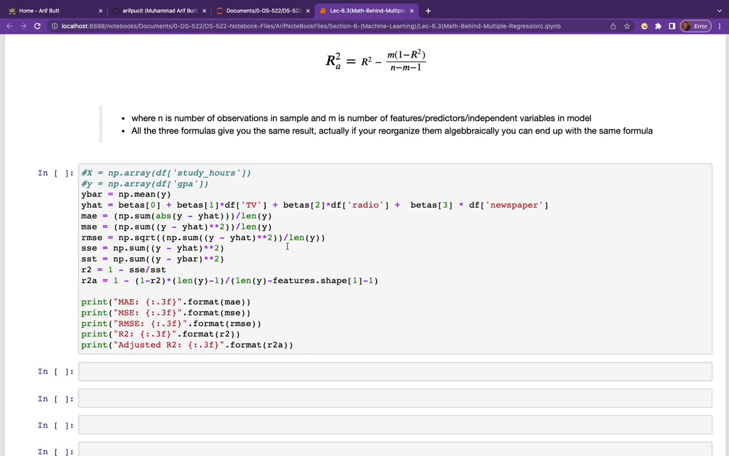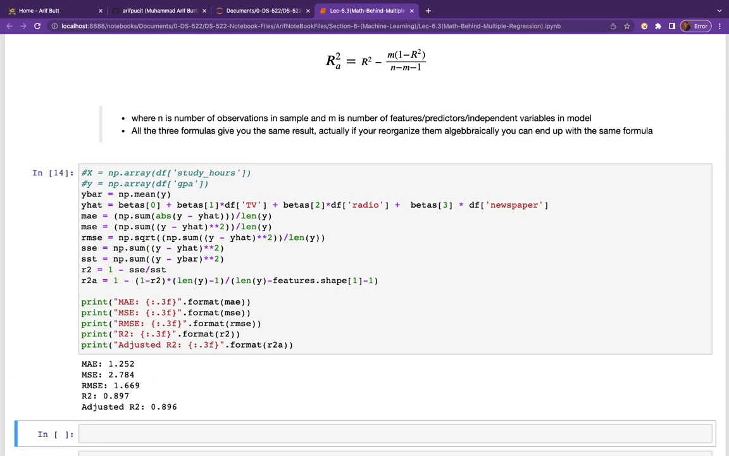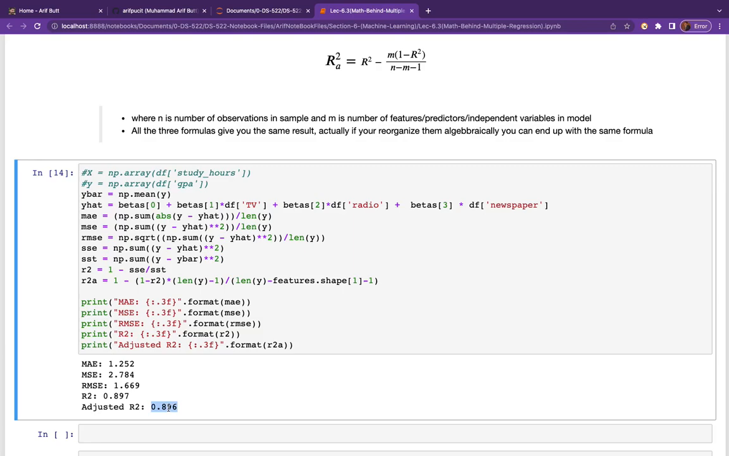And finally, this cell has a sample code where I have used these formulas to compute the evaluation metrics for our linear regression model. Let me execute it. Great. Note the value of the adjusted R2 score for our multiple linear regression model is 0.896, which means 89.6% of variance in sales is accounted for by the three feature variables. Great job done.